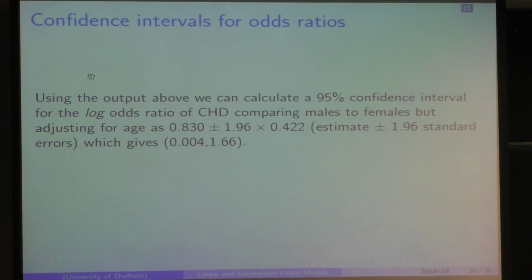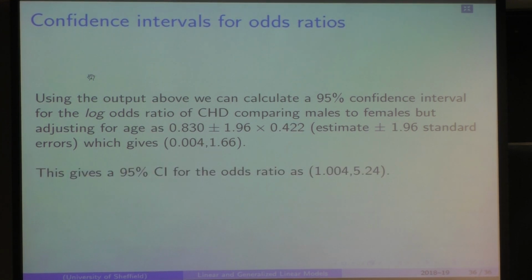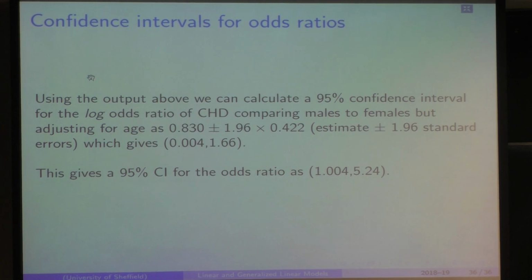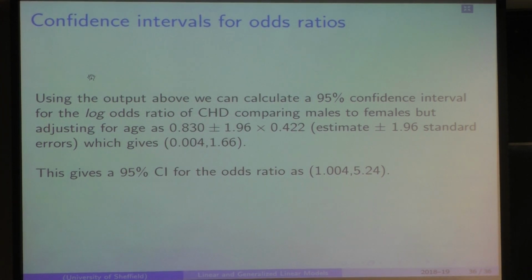So that's a confidence interval for the log odds ratio. It's easy enough to transform it into an actual confidence interval for the odds ratio by just taking exponentials of each endpoint. So if we take the exponential of the left-hand endpoint, we get 1.004, and if we take the exponential of the right-hand endpoint, we get 5.24. So that's a 95% confidence interval for the odds ratio.